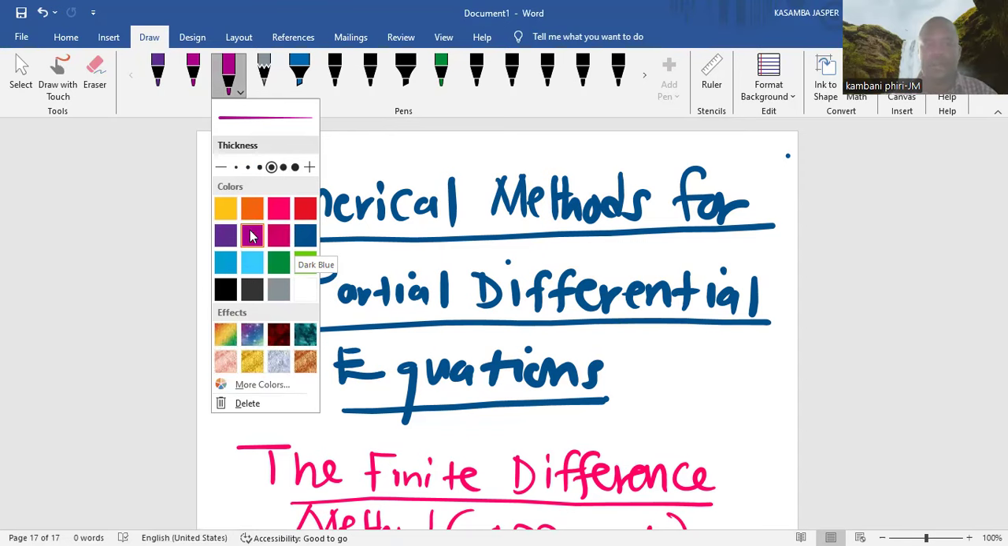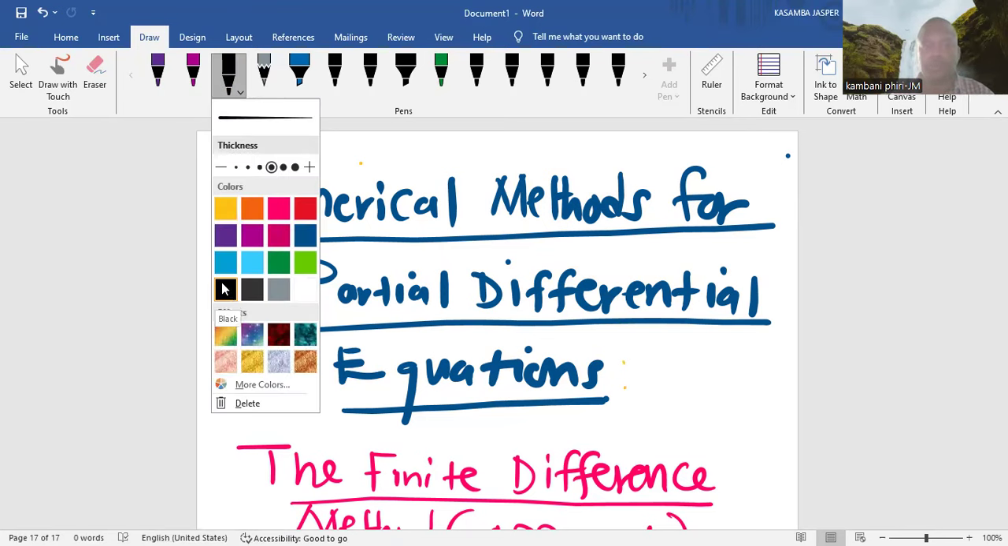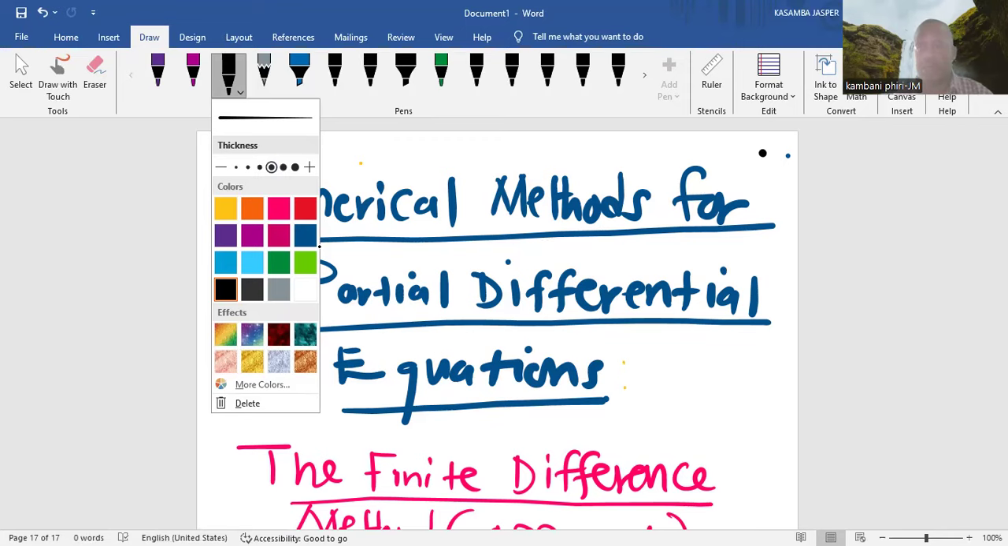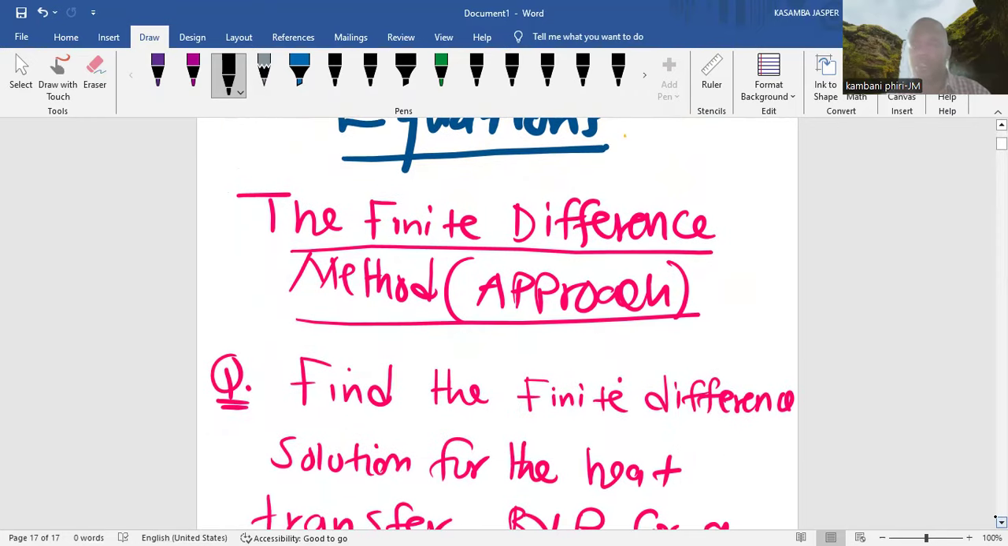Where we want to look at numerical methods for partial differential equations. This is university mathematics, all right? Okay, so what is it that we want to look at in this video? We want to look at one specific approach, which is the finite difference method or approach. We have got the shooting method, so on and so forth. But in this case, we want to look at the finite difference method or scheme.